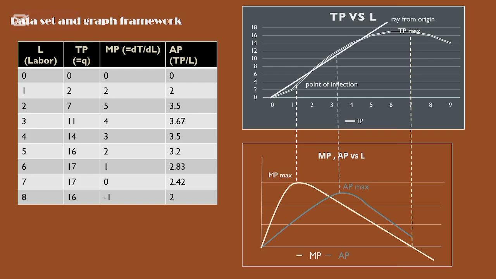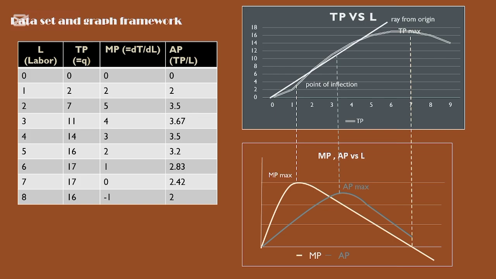Then the average product curve reaches a maximum when marginal product and average product curve become equal. So here we can see that when the MP is greater than AP, then the AP is pulled upward. But when the MP is less than AP, then it drags AP downward. So we can say that the marginal product curve cuts the average product curve at the maximum point of the average product curve.